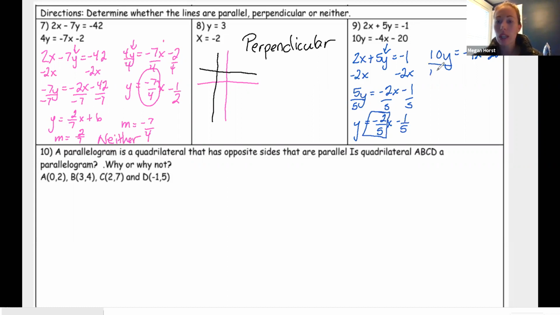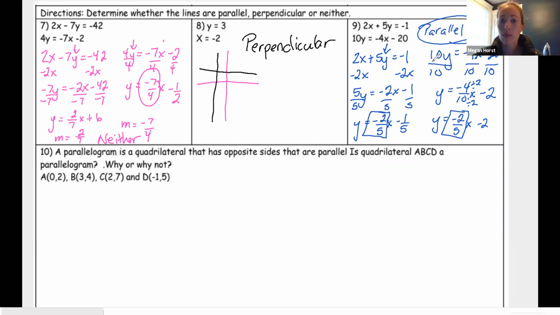In this situation, the only thing I need to do is divide by 10. So I have y equals a negative 4 over 10x subtract 2. So at first glance, it appears that I don't have the same slope, but you always want to make sure that your slope is simplified to lowest terms, because when I simplify this expression, I can divide both my numerator and my denominator by 2. And so I can rewrite this as negative 2/5 x subtract 2. So since these two have the exact same slope, we know that these are parallel lines. So we have parallel for number 9, 8 was perpendicular, and neither for question number 7.